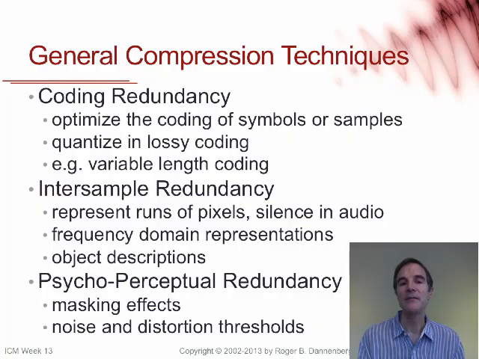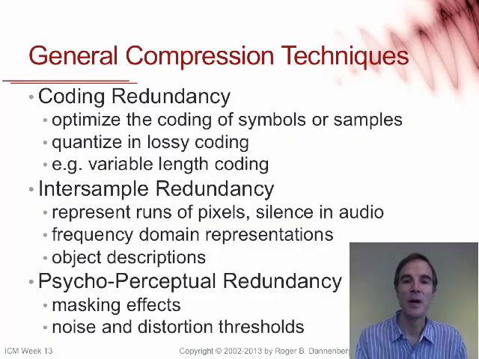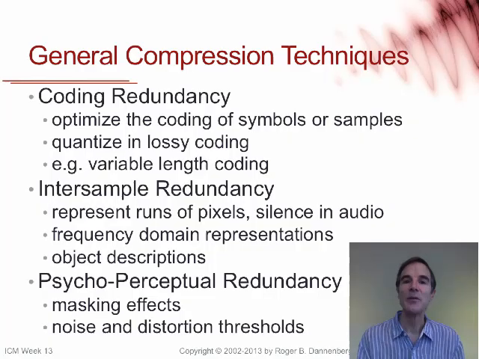We see intersample redundancy in image compression. So, for example, faxes don't send every black and white pixel. They send the length of the runs of white pixels because it's known that once you have a white pixel, it's very likely to be followed by a white pixel. Similarly, we could take advantage of silence in audio, low amplitude over most of a frequency domain representation.